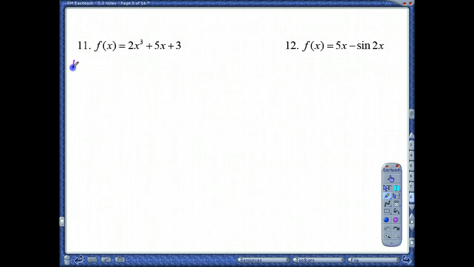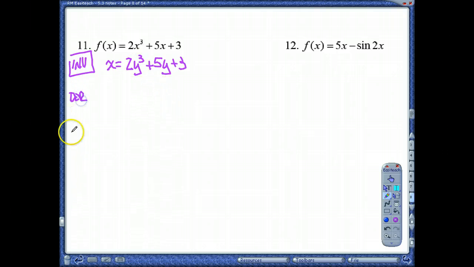So when I go to find the inverse of number 11 here, I'm going to switch my x's and my y's. And then I realize, wait a minute. I can't solve it for y, but that's okay. I can still find the derivative. I just can't use the handy pretty notation. So I'm just going to put the fact that I'm finding the derivative.